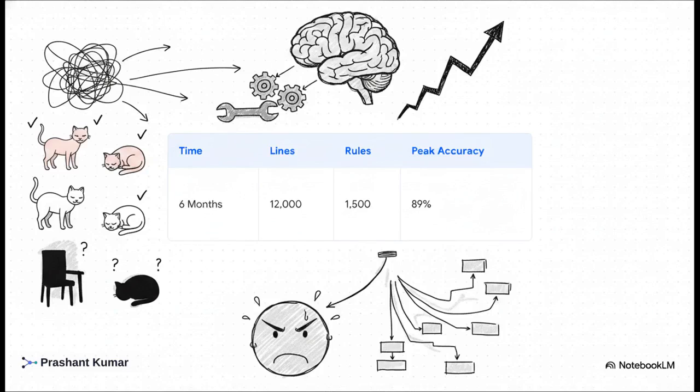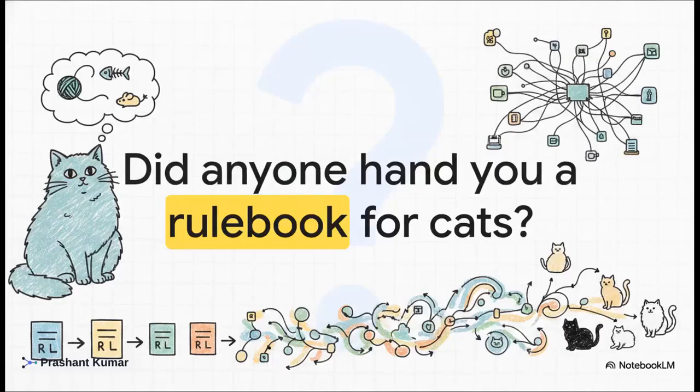But here's the catch. Every new rule fixes one specific case, while quietly breaking 2 others. Fast forward 6 months, you're staring at 12,000 lines of code, 1,500 separate rules, and you've barely clawed your way up to an 89% peak accuracy. And the worst part? You're still missing cats sitting in weird angles or in bad lighting or just hiding behind a chair.